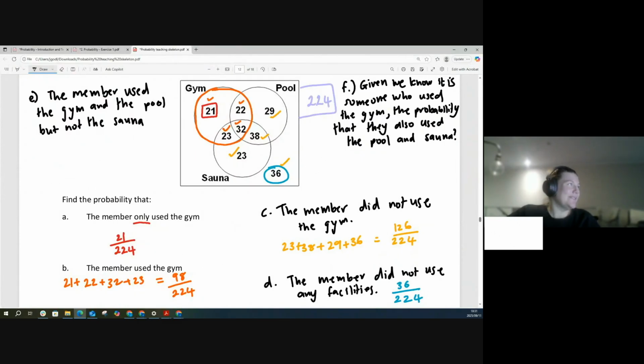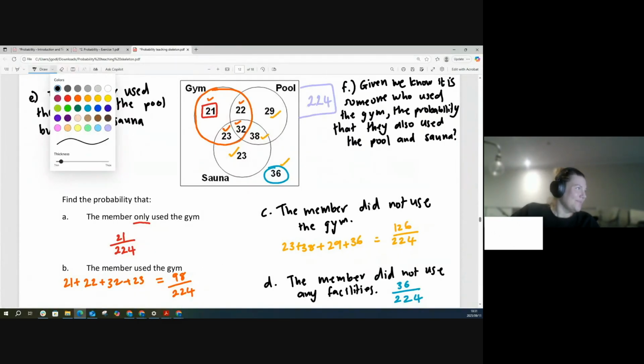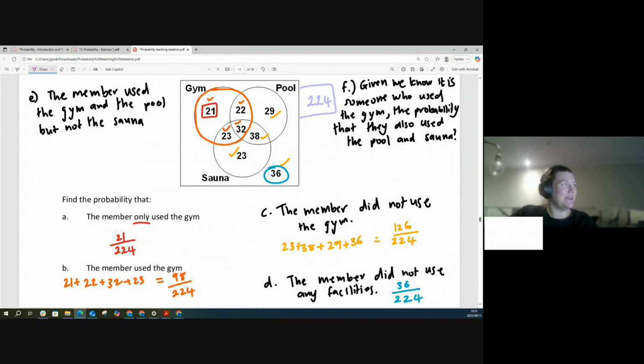Okay, so let's look at E. E says that they want the probability that the member used the gym and the pool, but not the sauna. Gym and the pool, not gym or the pool, gym and the pool. I'm just going to leave that there for the moment. And this one says, given we know it's someone who used the gym, find the probability that they also used the pool and sauna.